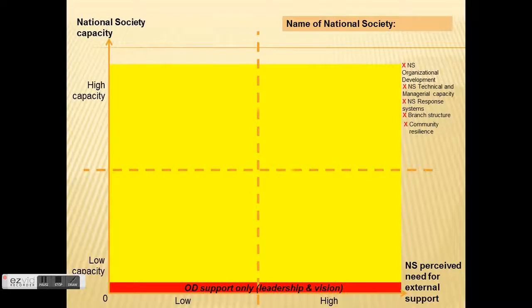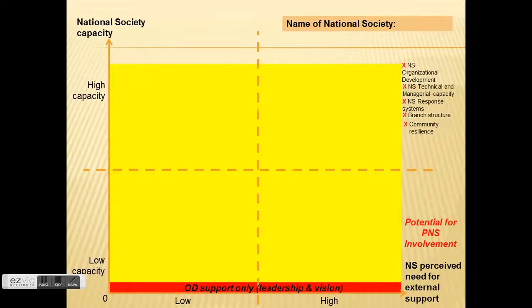So on our horizontal axis at the bottom, we're looking at the National Society perceived needs that a partner National Society like the American Red Cross could support with. So it's our potential for partner National Society involvement. But the National Society perceived need for external support is a self-perception. We're looking at where the National Society sees greatest opportunity for improvement with external support. We're not looking at where they may have the greatest needs. This is how they see themselves.